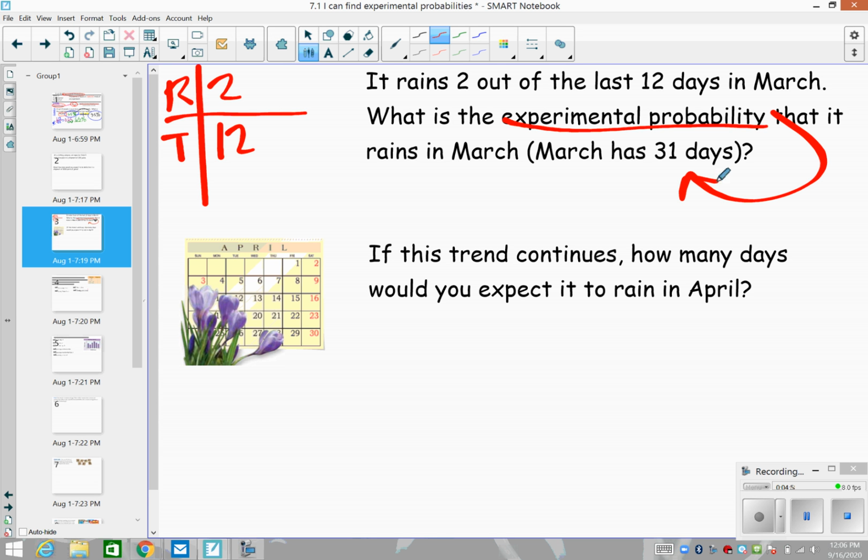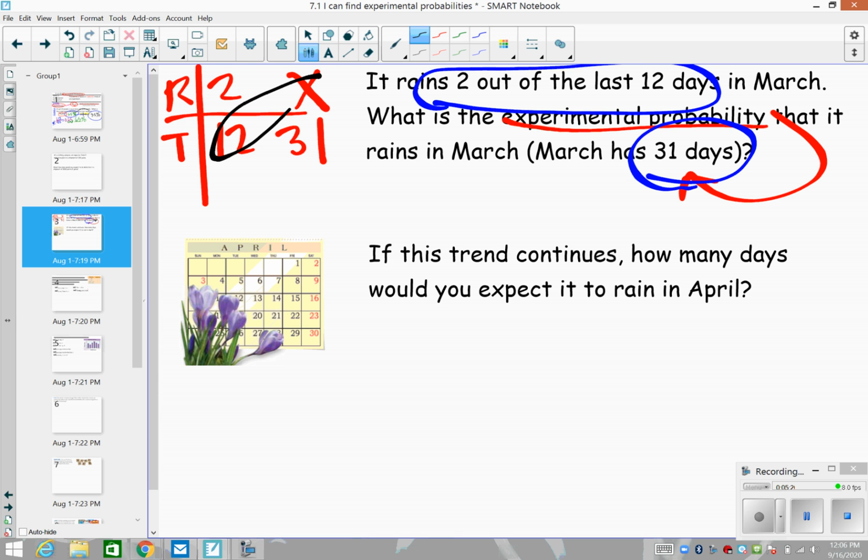Now that question isn't written very well. Sorry about the poorly written question there. What I'm asking you is what would we predict? So this lesson is about the experimental probability and how to predict something based on that. So March has 31 days. How many days do we predict it should rain based on the experiment? So the experiment being in 12 days we kept track. It rained twice. What do we predict should happen out of 31?